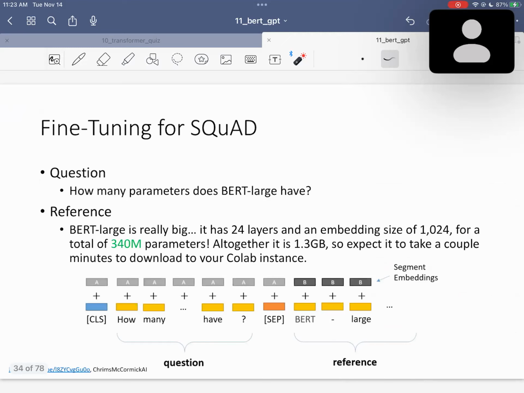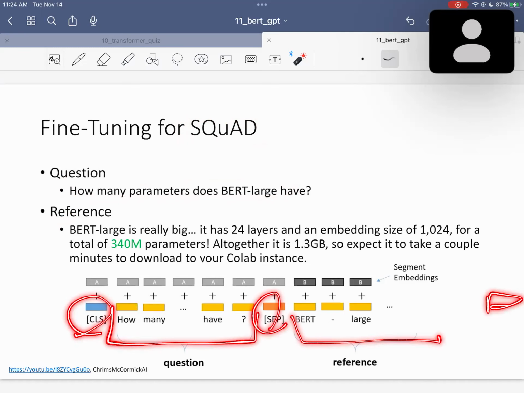So I'm going to tell you a bit about how you would fine tune a pre-trained BERT for a specific task. In this case, SQuAD. Because BERT is already trained with 2 sentences as input, this is a perfect fit for the SQuAD dataset, because SQuAD has reference and question. So these are 2 sentences. How you would fine-tune BERT for SQuAD is you put the question in and the reference in, so that you always start with CLS, then you have the question tokens, then the SEP token, then the reference tokens, and then there's a SEP token at the end, right?